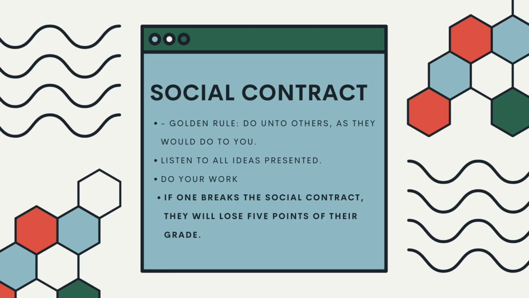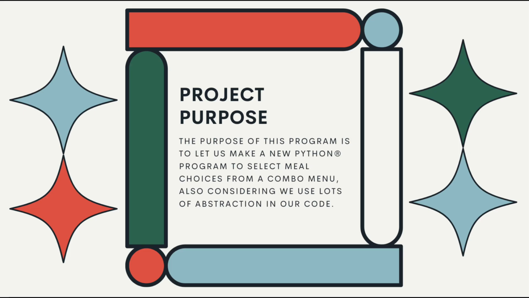So the first thing we did was create a social contract and set rules in order to work together as effectively as possible. This slide explains the purpose of our project. Our overall goal was to create a Python program that lets users select meal choices from a combo menu. The program guides the user through different options and builds a meal based on their input.